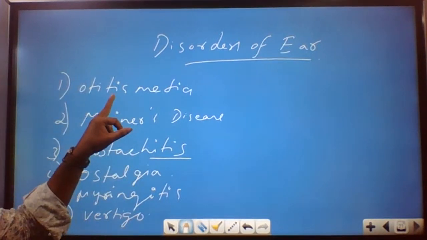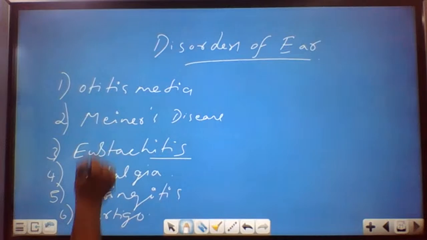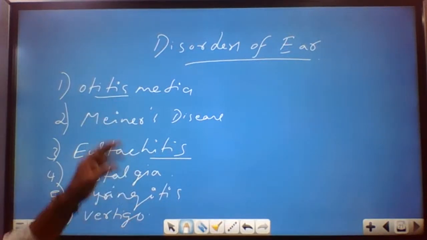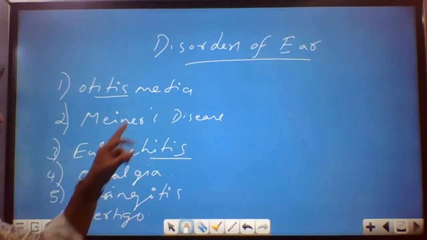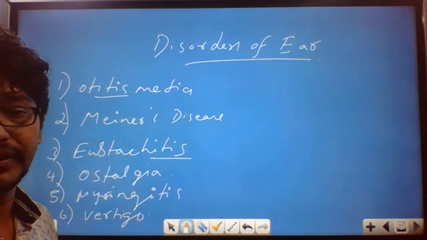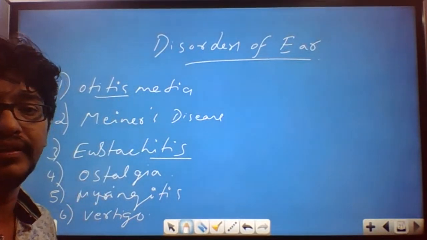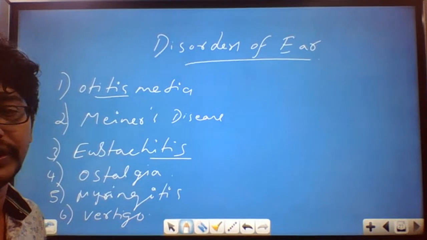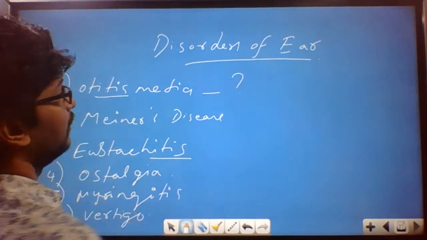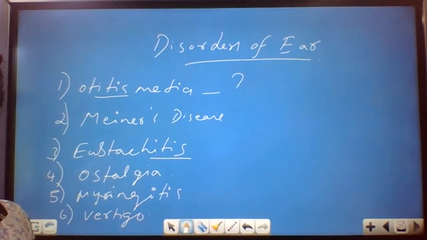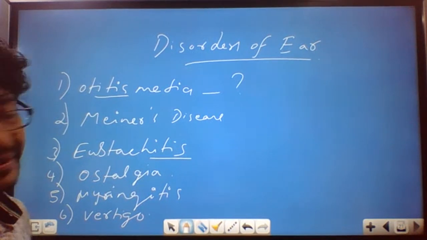Okay. What is otitis media? Again, otitis media has itis, which stands for inflammation. Otitis media is inflammation of which part of the ear? Whether it is the external ear, the middle ear, or the inner ear. So which specific area are we talking about? The inflammation of which part?